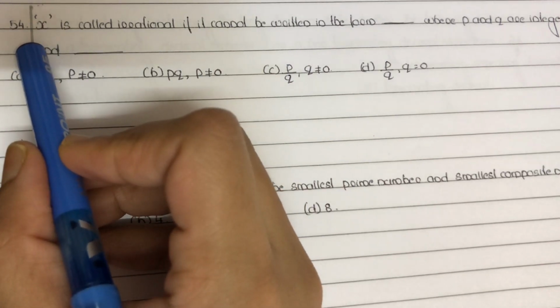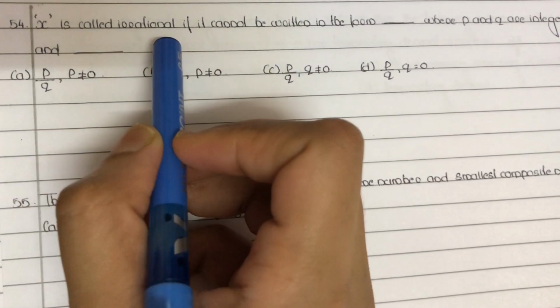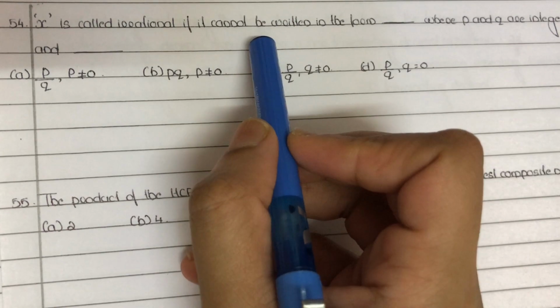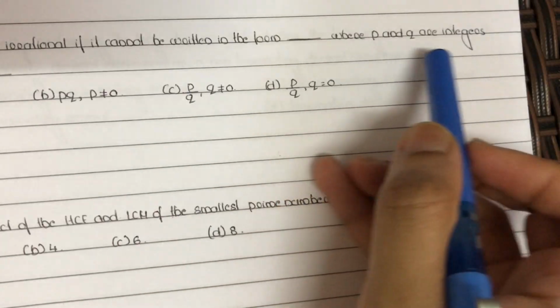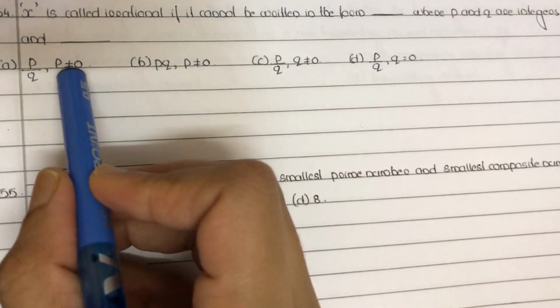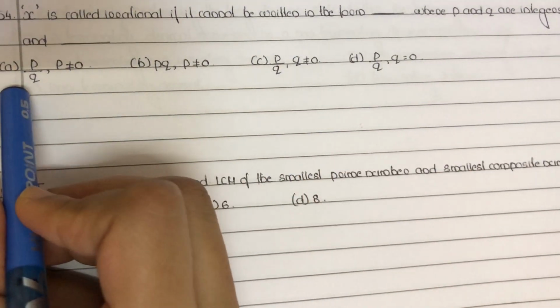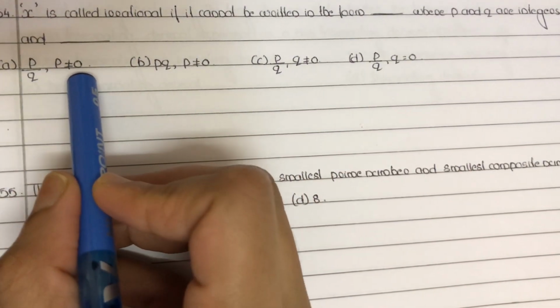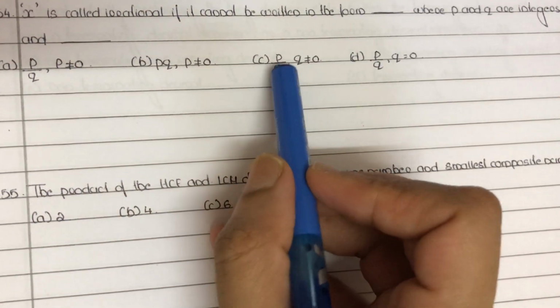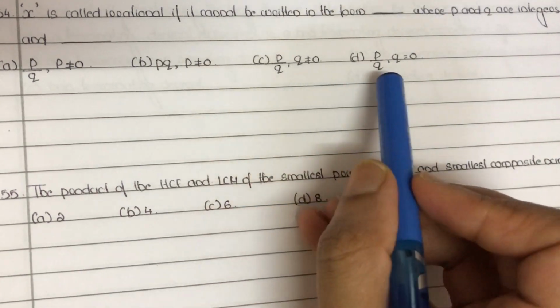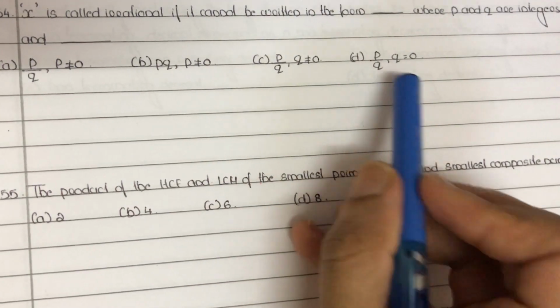Question number 54. X is called irrational if it cannot be written in the form dash, where p and q are integers, and dash. Option A, p by q, p not equal to 0. Option B, pq, p not equal to 0. Option C, p by q, q not equal to 0. Option D, p by q, q equal to 0.